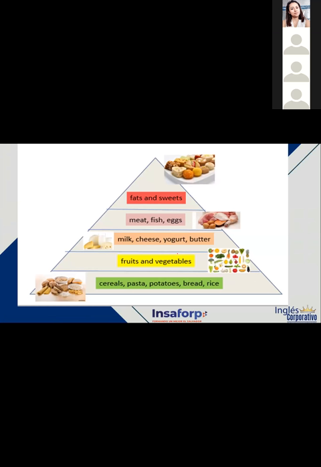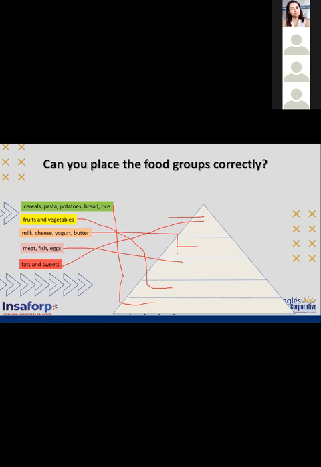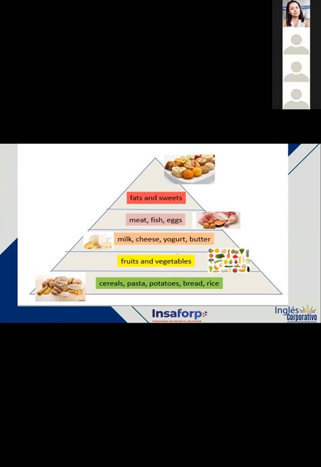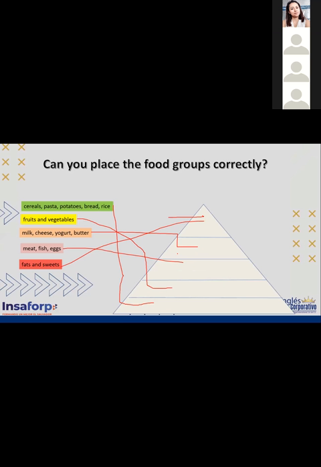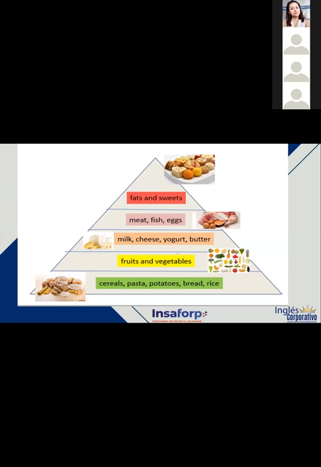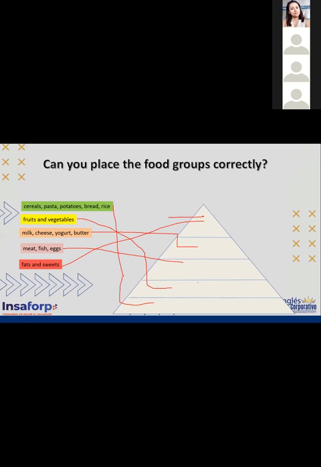All right. So this meat is what we have right here. Meat, fish, eggs is second. As you can see, the first one, at the top, is fats and sweets. And here we said at the top, okay, we got that one. That was very good. How about meat, fish, and eggs? That one is place number two, and we said number three.